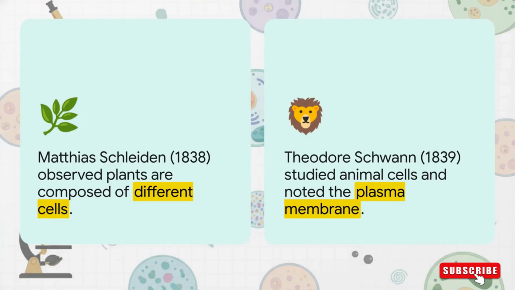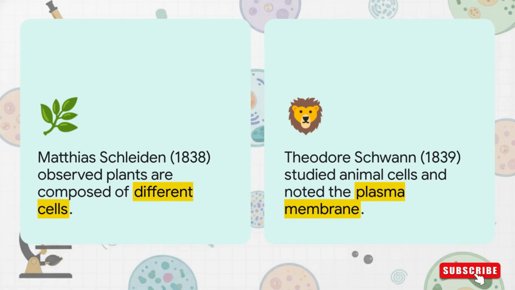Students mix these next two scientists up all the time, so let's methodically break them down to avoid that trap. First up, in 1838, we have Matthias Schleiden. He was a German botanist. He examined a huge number of plants and observed that all plants are composed of different kinds of cells which together form plant tissues. Then, just one single year later, in 1839, we get Theodore Schwann.